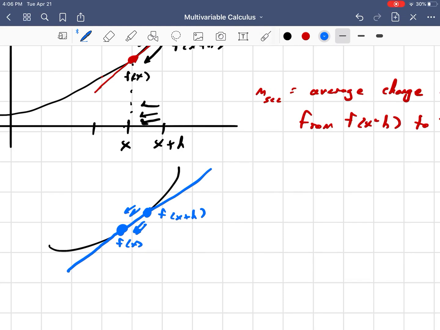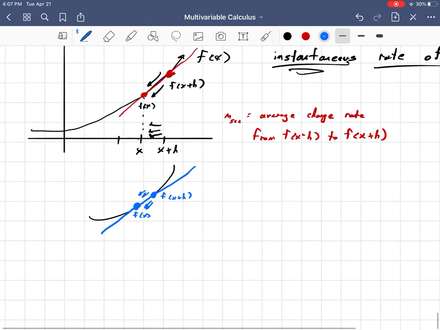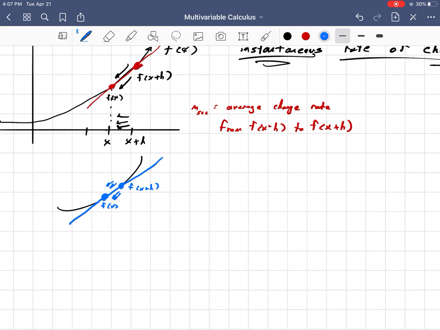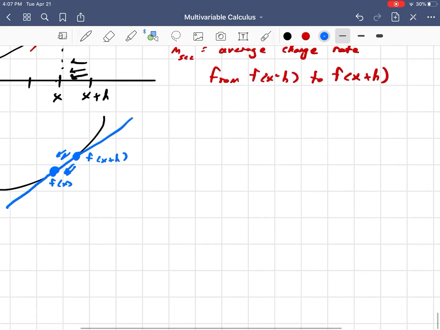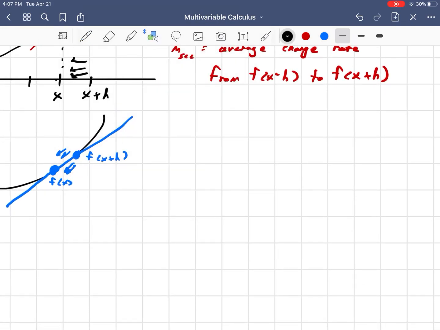And so what we define this to be in calculus is the instantaneous rate of change of the function f at x. So the slope of a line tangent to the curve of the graph f of x at the value x is what we define to be the instantaneous rate of change of f at x.